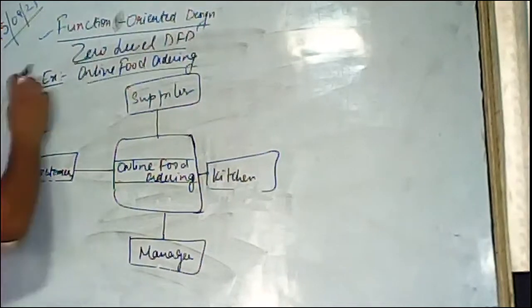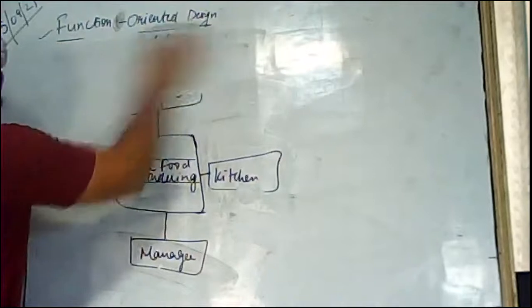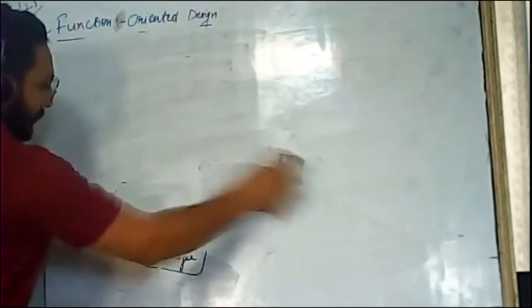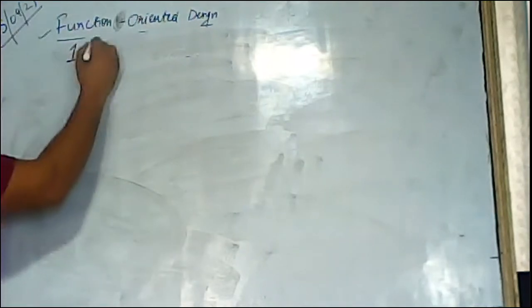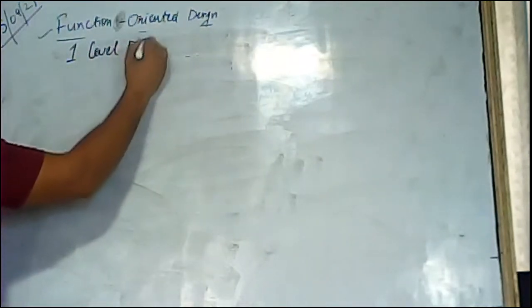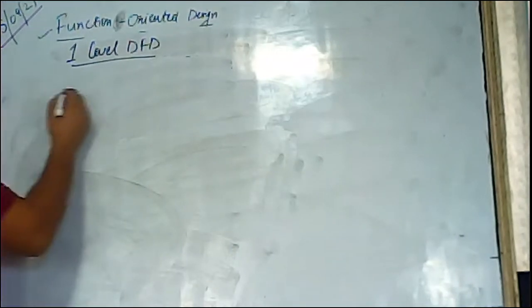Next is your one level DFD. In this, first of all we will check what the processes in the system are. Then we will elaborate our project into different processes.